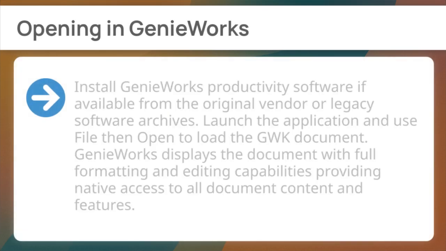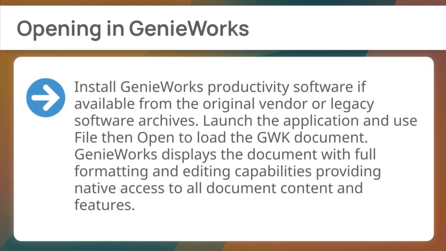First, opening in GenieWorks. Install GenieWorks productivity software if available from the original vendor or legacy software archives. Launch the application and use File then Open to load the GWK document. GenieWorks displays the document with full formatting and editing capabilities, providing native access to all document content and features.